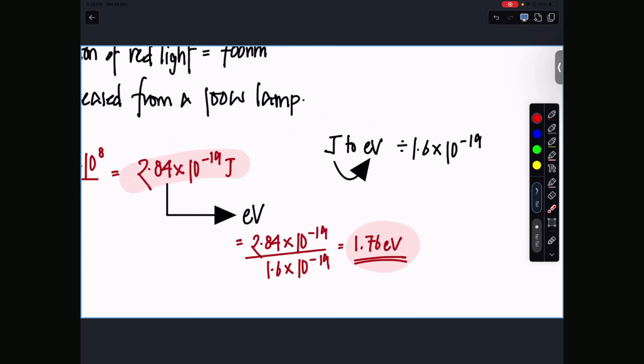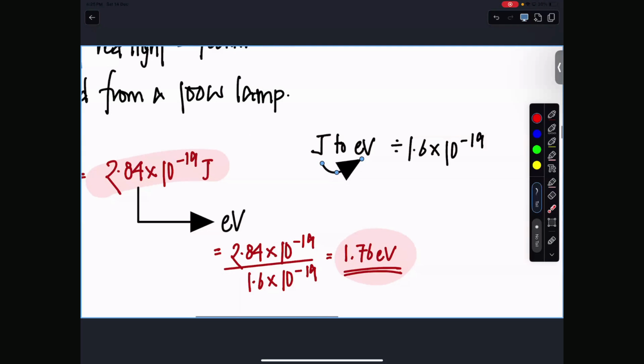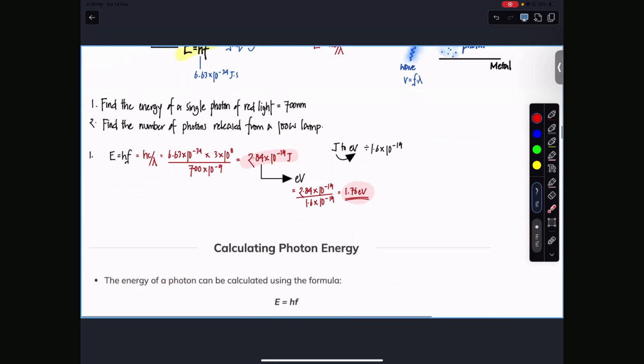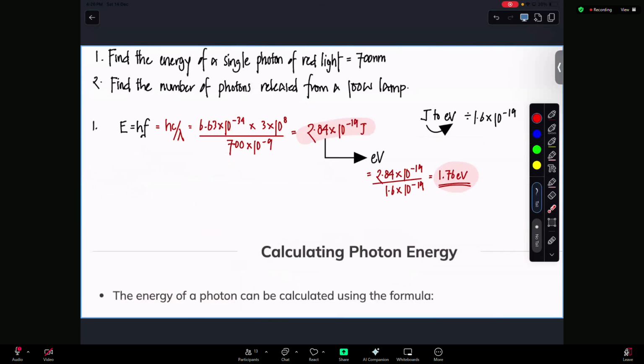Okay. So I hope you understand that if you want to go back from eV to joules, what do you need to do? Multiply. Okay, so that's there. Right, do you understand a bit? How do you find the energy of one single photon?